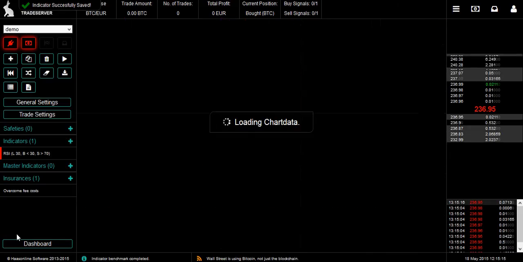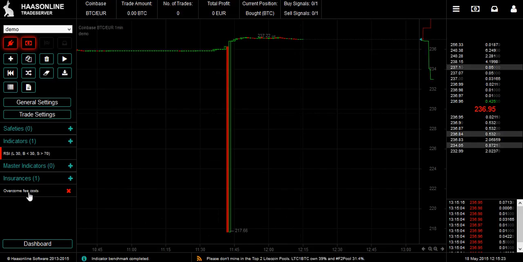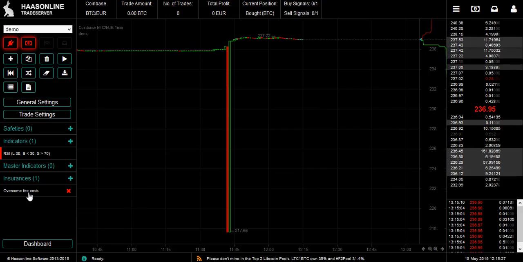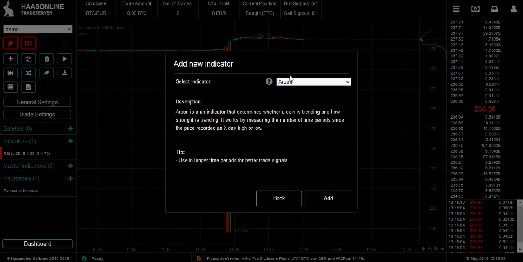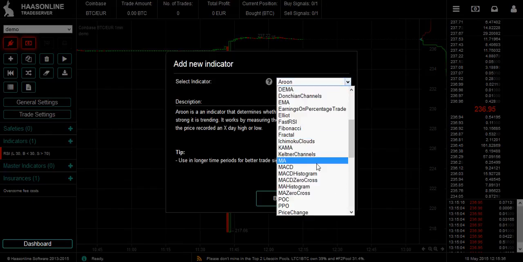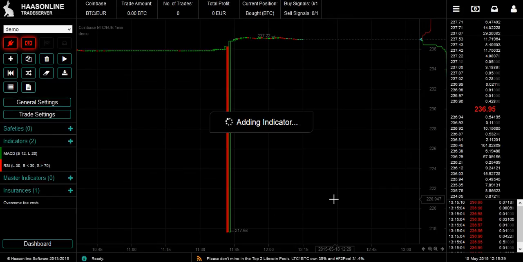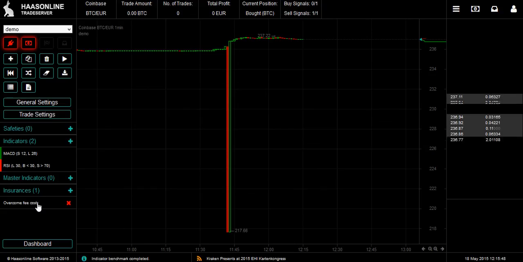All right, great. And we've also got the insurance overcome fee costs to make sure that we don't kill ourselves on the fees, so we at least overcome them. So that's the basic of indicators and insurances. Of course, you can select more than one indicator. So we could have an RSI and a MACD, and only when these two indicators agree is a buy or sell signal created, and then the insurance has to agree too, and then an action is taken.